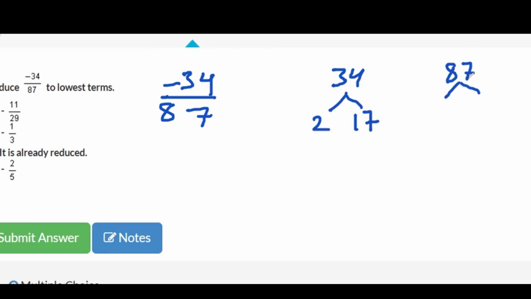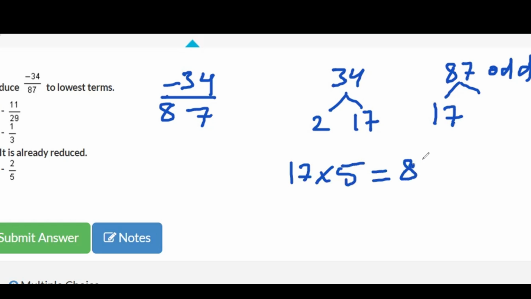Can we divide 87 by 2? No, it is an odd number. It cannot be divided by 2. Okay, and can this be divided by 17? 17 times what gives 87? Let's say 17 times 5, this is 85, I think. So this will not work.